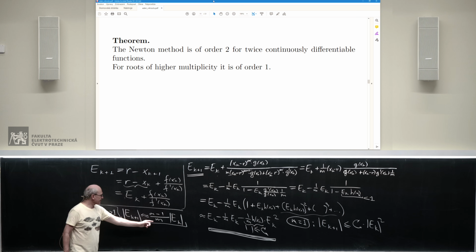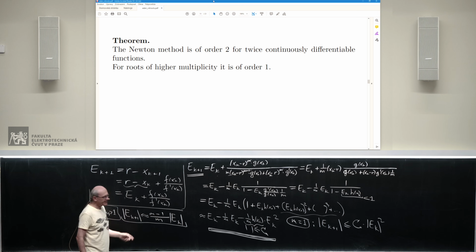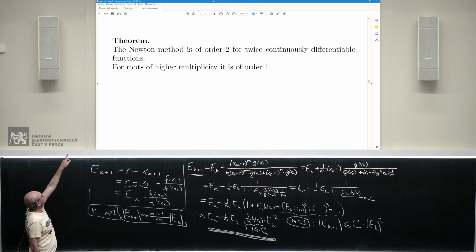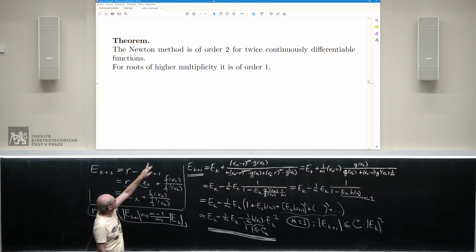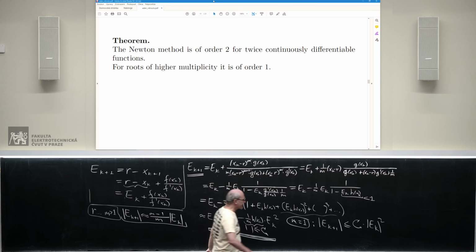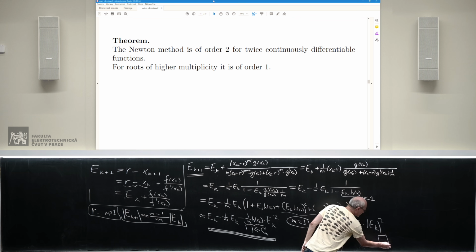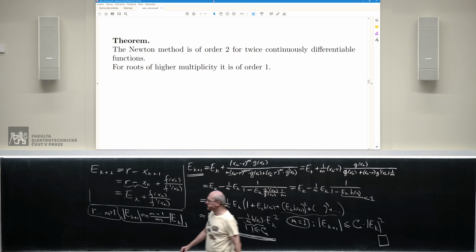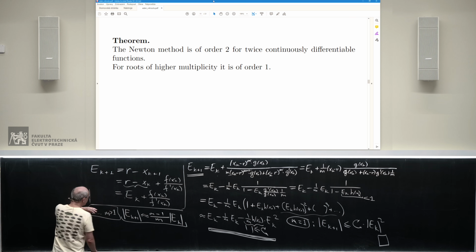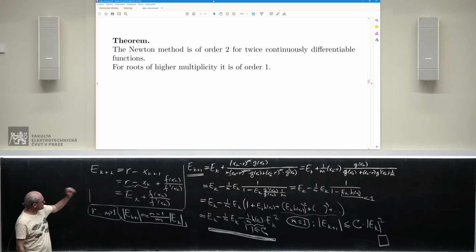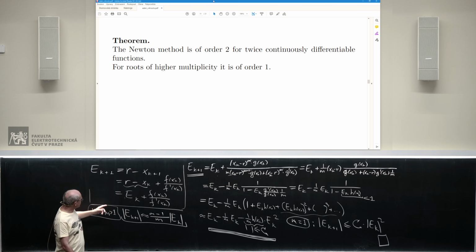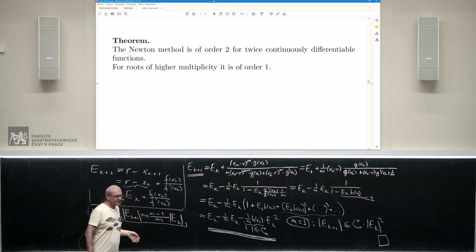Well, this is actually a linear behavior for the method. And that's exactly the second part of the statement. For roots of higher multiplicity, the method is of order 1. So now the whole theorem is proved. We can celebrate. Here we go. Celebratory square. And let's return to this place. Of course, we are unhappy. We are deeply unhappy that for roots of higher multiplicity, we do not have quadratic convergence.